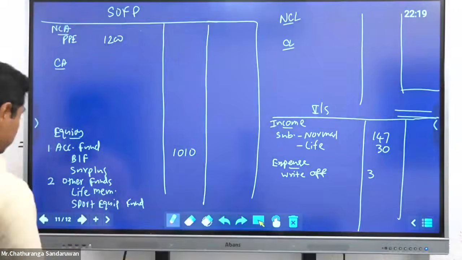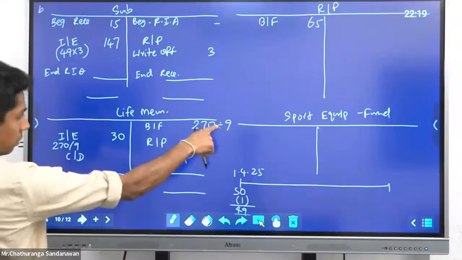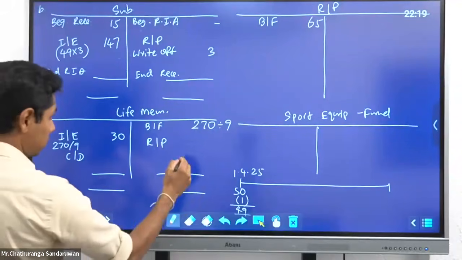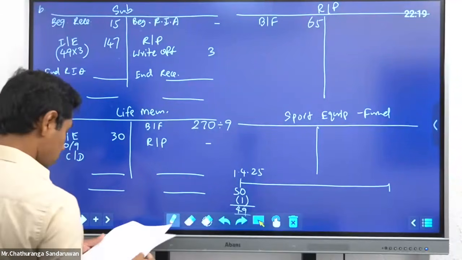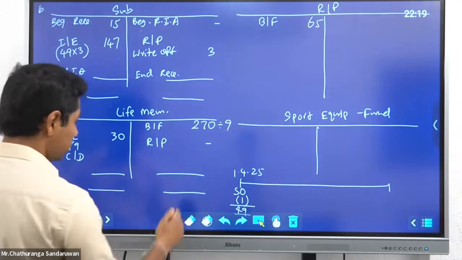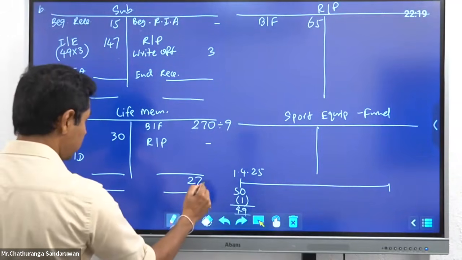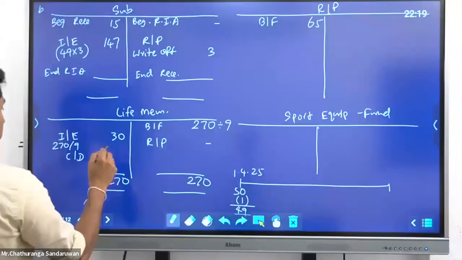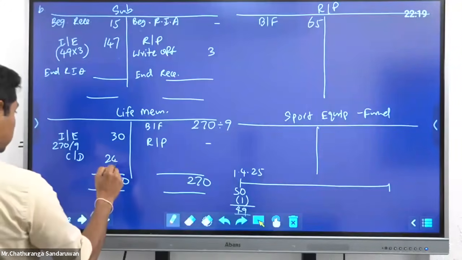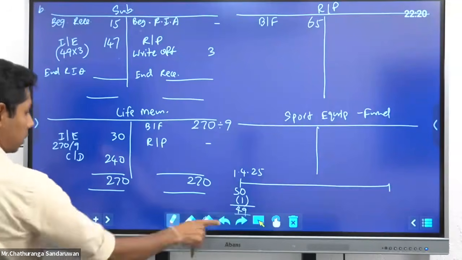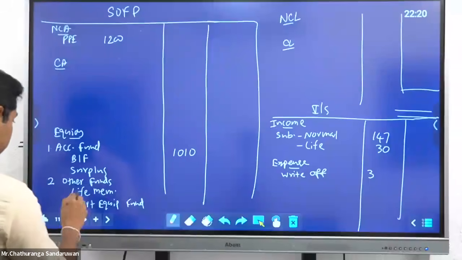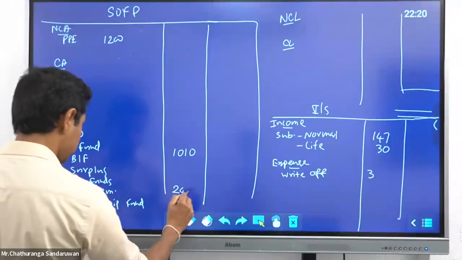Alright. And divide by the remaining life, because this is the remaining balance. This year there are no new life members, therefore credit side 270. Of that we recognize 30 into the income, therefore closing balance is 240. Right, 240. That should come to the SOFP, other funds, life membership 240.